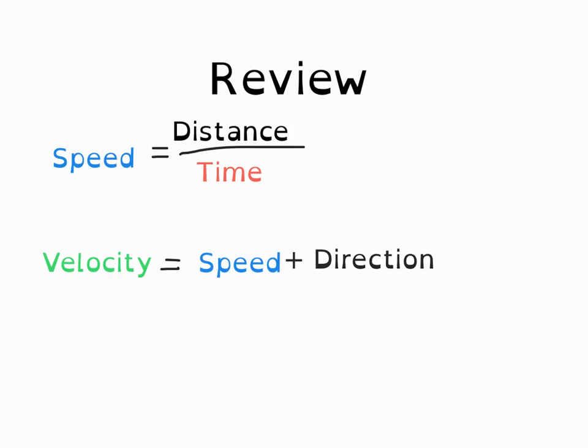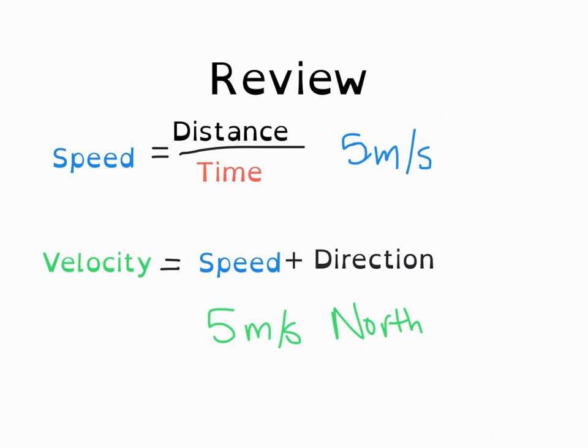An example of speed, just to write it out for you, would be 5 meters per second. An example of velocity would be 5 meters per second north. Or any other directional word you can give it: north, south, east, or west, left, right, up, down. It is some sort of speed going in some sort of direction.